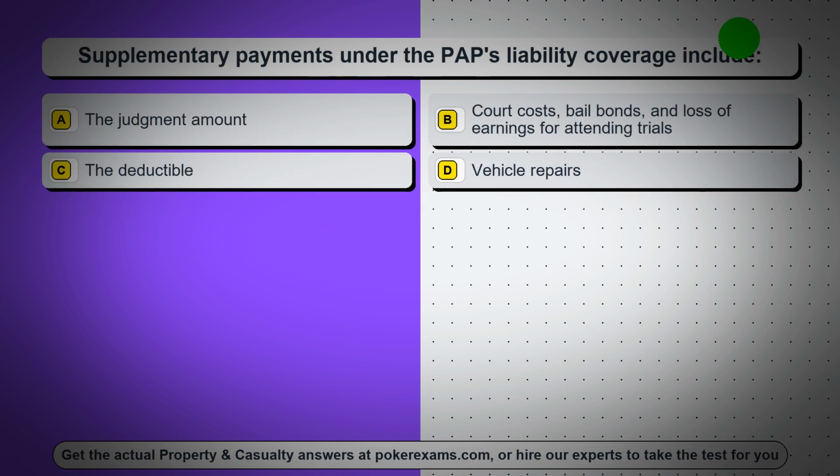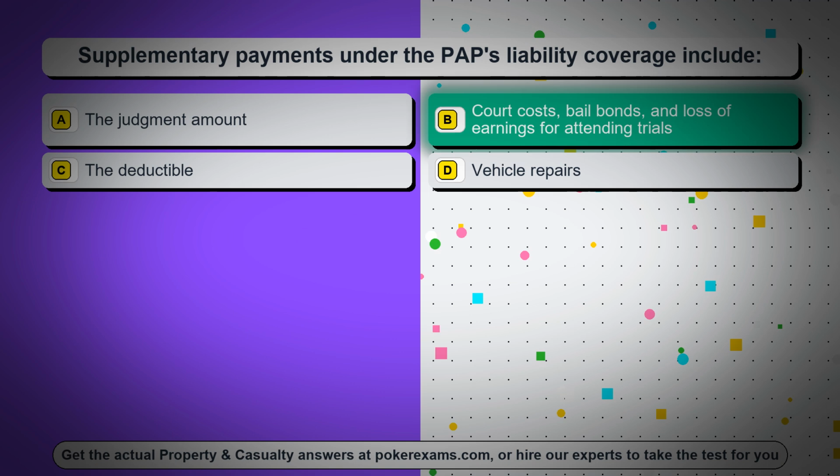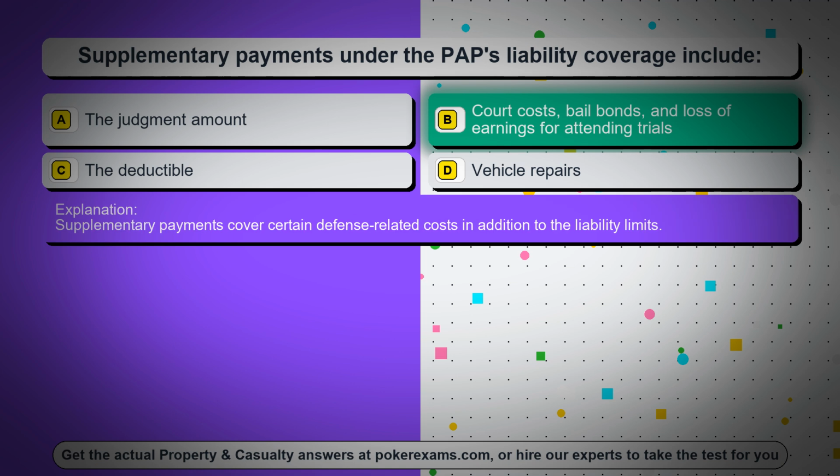Question 41. Supplementary payments under the PAP's liability coverage include: Option A, the judgment amount. Option B, court costs, bail bonds, and loss of earnings for attending trials. Option C, the deductible. Option D, vehicle repairs. The correct answer is option B, court costs, bail bonds, and loss of earnings for attending trials. Supplementary payments cover certain defense-related costs in addition to the liability limits.